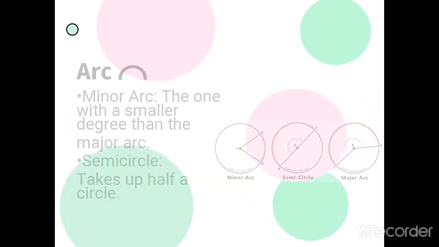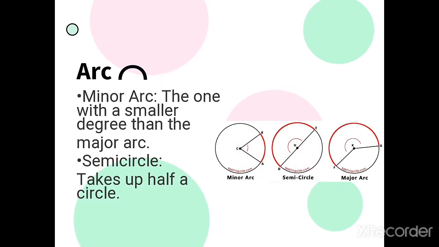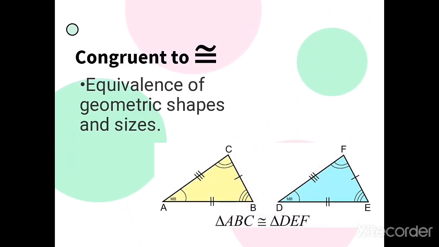So here we have an arc. Its symbol is like the mouth of a sad face. An arc has a minor arc, the one with a smaller degree than the major arc, which obviously means that the major arc is the one with the larger degree than the minor arc. Then we have a semicircle, which takes up half a circle. The next symbol that I'm showing you is the congruent to symbol, which means equivalence of geometric shapes and sizes. If you look at the example, we can read this as triangle ABC is congruent to triangle DEF.